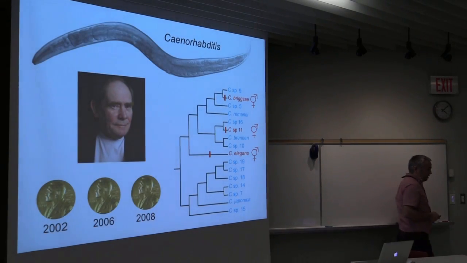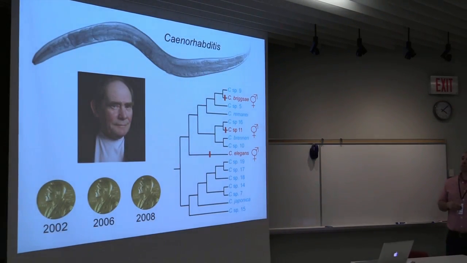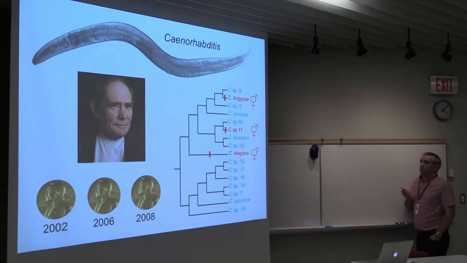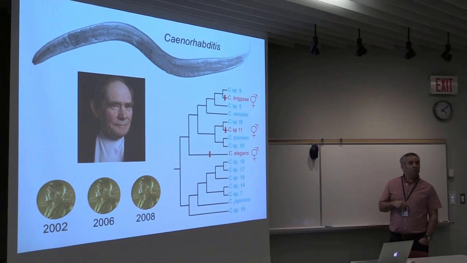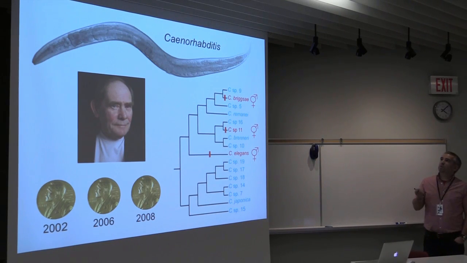As I was mentioning, C. elegans is a famous model organism. It is used in hundreds of labs around the world. The reason why Sydney Brenner chose C. elegans in the first place is because he wanted a simple organism to study the development of the nervous system.